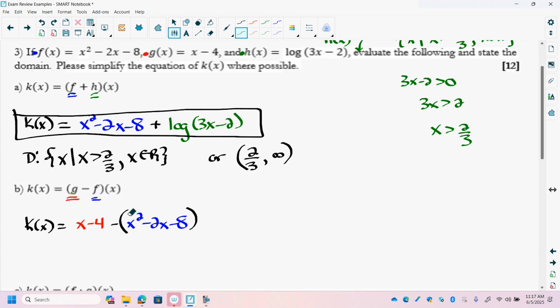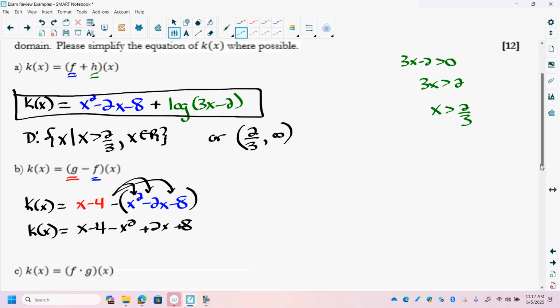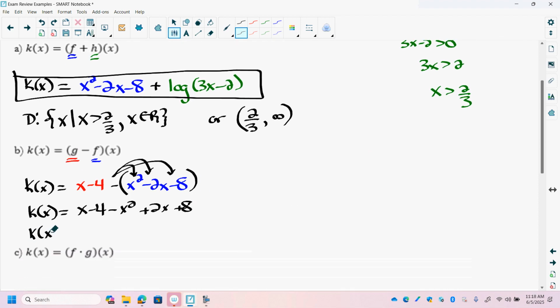I've got to distribute the negative, so that's why I put the brackets. When I distribute the negative, this would become negative x squared. This would become positive 2x. And this would become positive 8. Group your like terms. Negative x squared plus x and 2x, or 1x and 2x. How many x's would that give me? And then I have a negative 4 and a positive 8. Plus 4. There's my new equation.